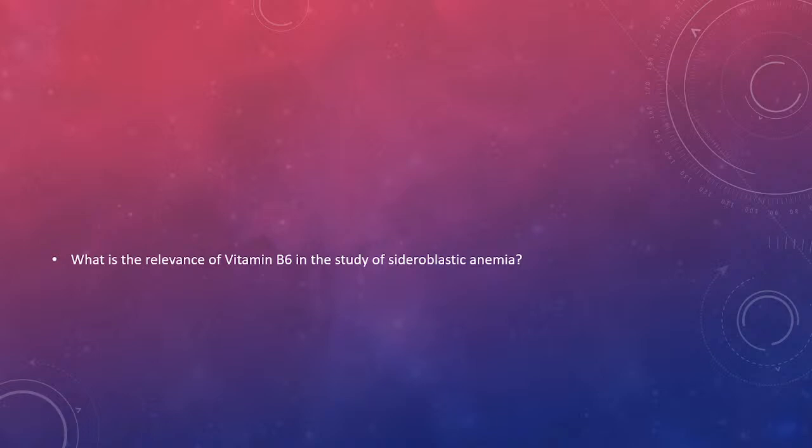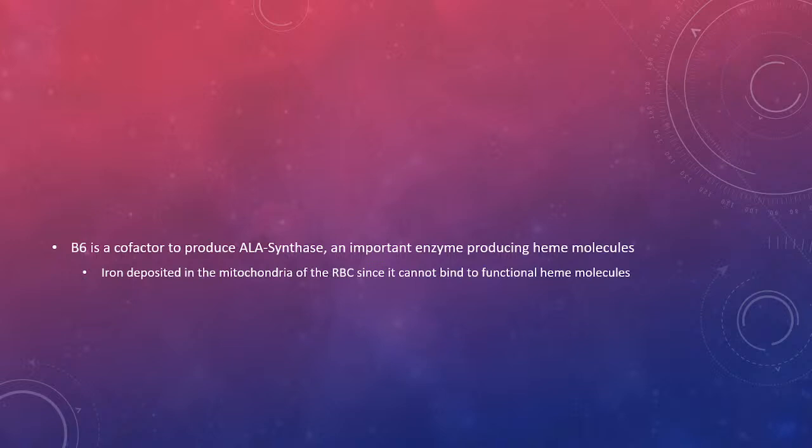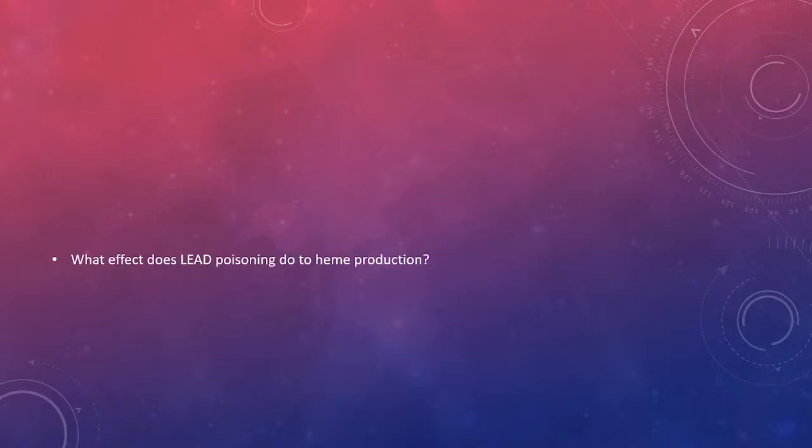All right. What is the relevance? As I mentioned, we already answered that one. It is going to block the ALA synthase enzyme, and it's important because it cannot bind to heme molecules. All right. What effect does lead poisoning have on heme production? It's going to inhibit the action of ferrochelatase. What is ferrochelatase? It is the one responsible for binding iron to the heme molecule.